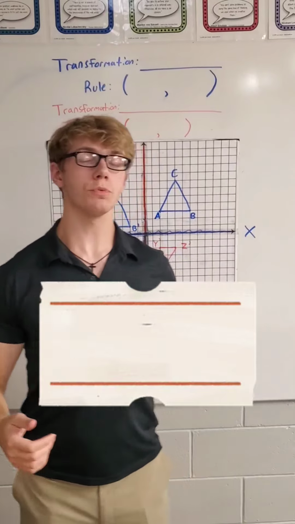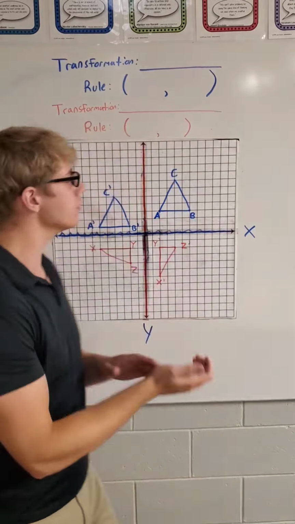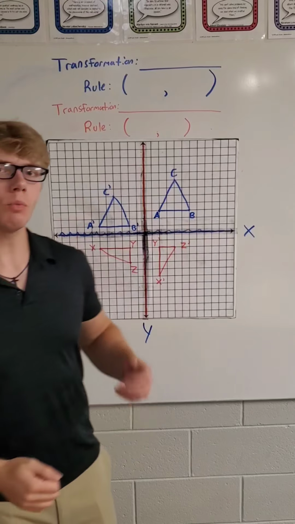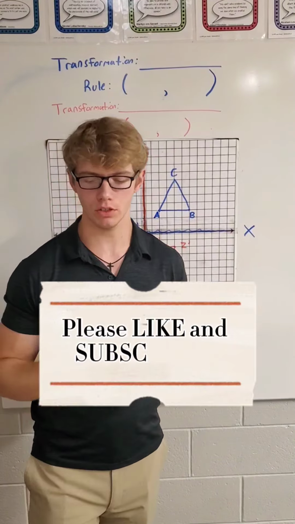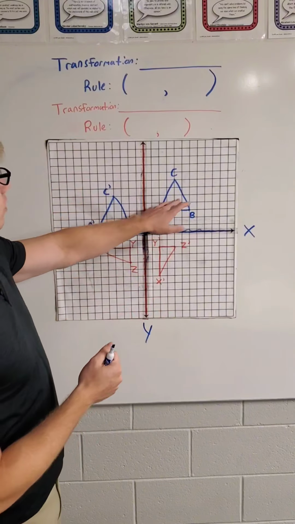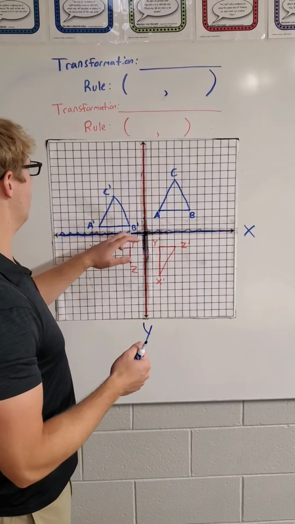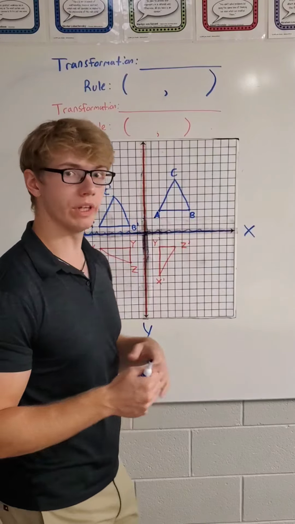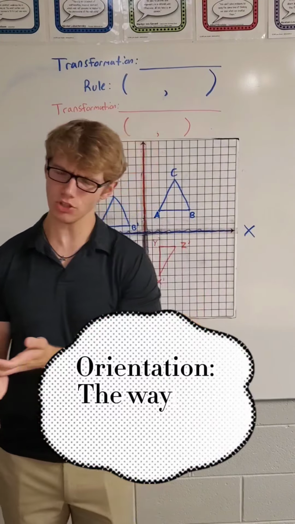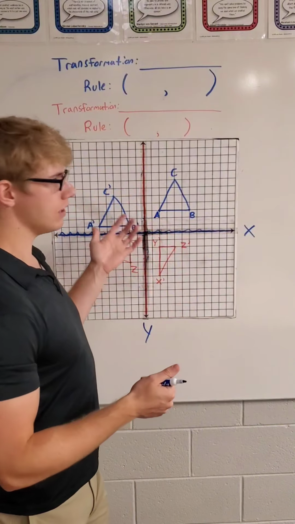know that transformations preserve size and shape but may change orientation. And our goal today is to identify what type of transformation took place. So we're going to start with this first example, right? We have this starting shape, our pre-image A, B, C, and then our image A prime, B prime, and C prime. Now, we need to ask ourselves, did the orientation change? And if so, how?